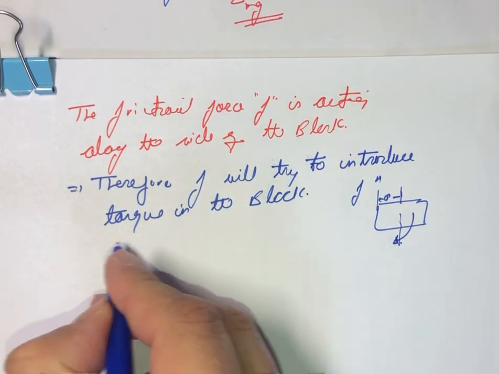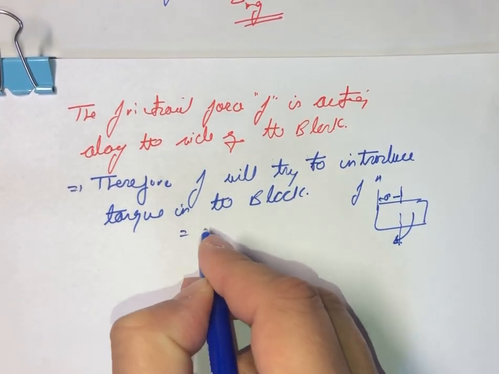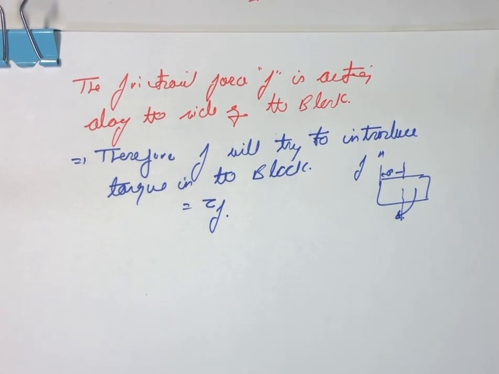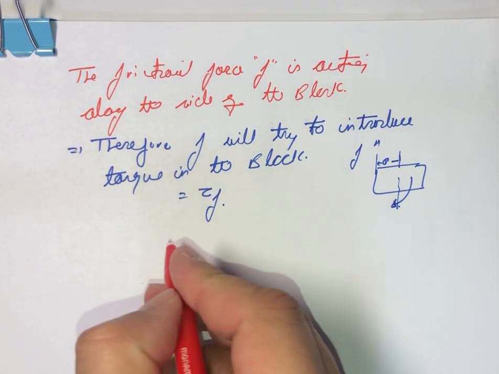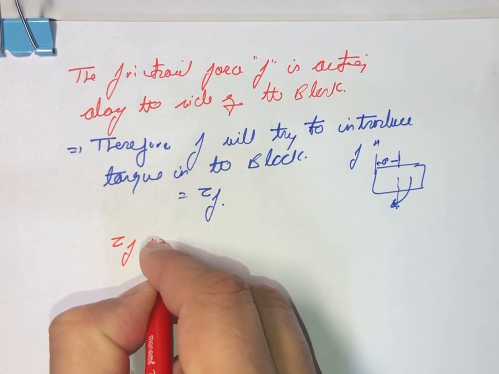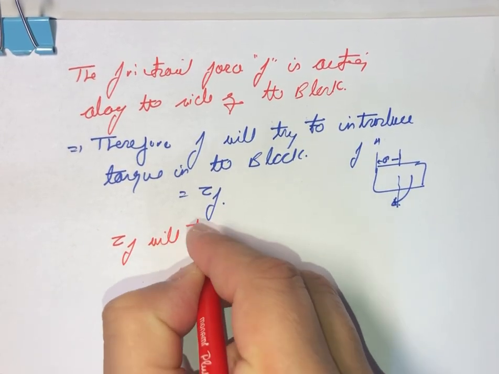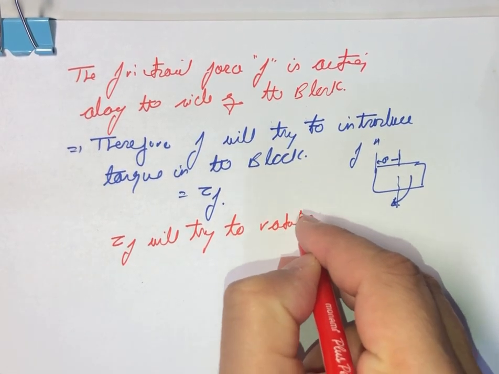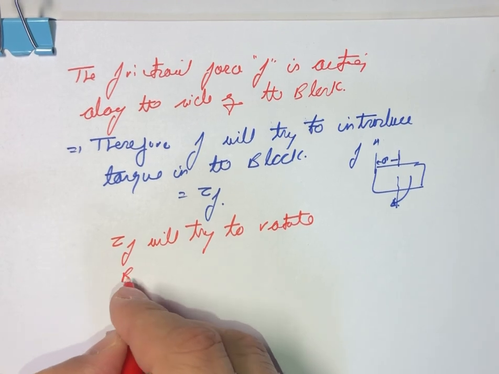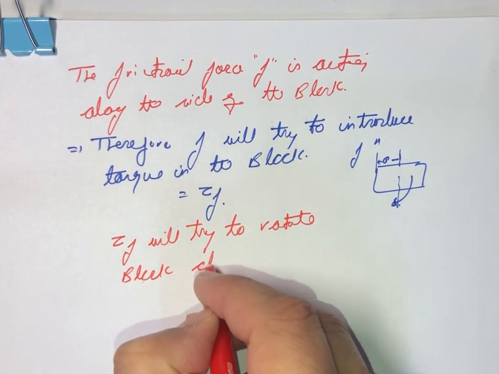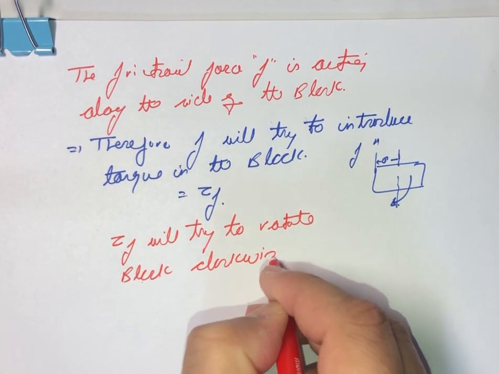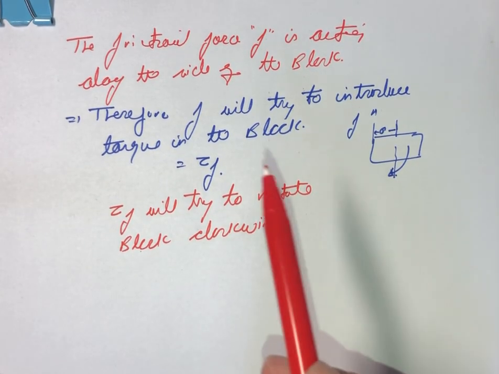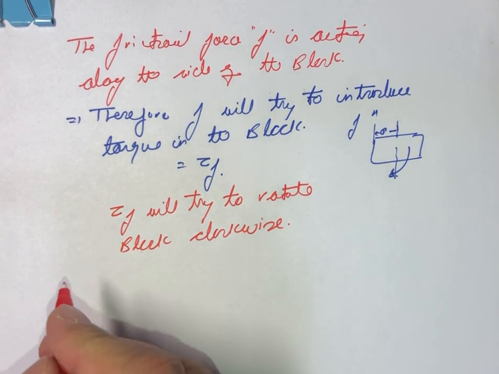Let us call this torque as tau F. So from here we can say tau F will try to rotate the block clockwise. But it is given that the block is in equilibrium.